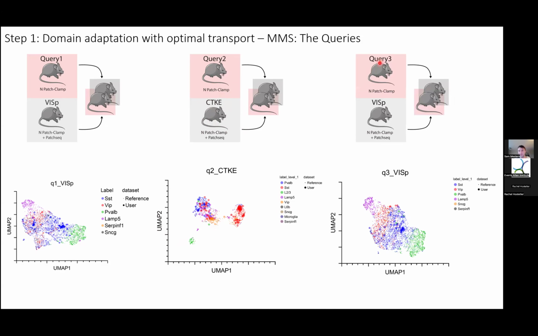And finally, for query 3, I knew it was SST again, so I mapped it against the V1SP dataset. And again, we see a good mix amongst the SST data there. Okay, so now we have our integrated data, and we're going to talk about how I actually generated these labels.